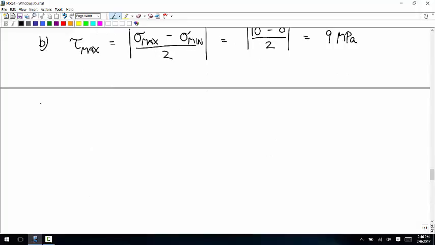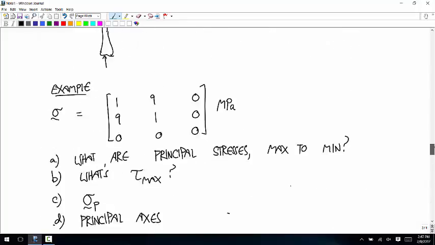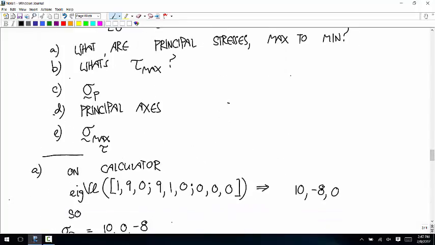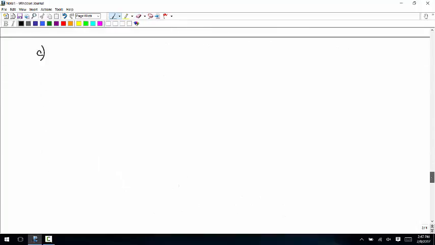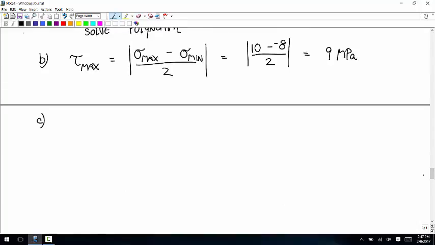Okay, so C. What did I say was C? So now we're going to calculate the principal stress tensor. Well, that by itself is easy. We can put these three in any order we want. I guess I'm going to do it as principal stress tensor equals [10, 0, 0; 0, 0, 0; 0, 0, -8]. Just put it in order from max to min.